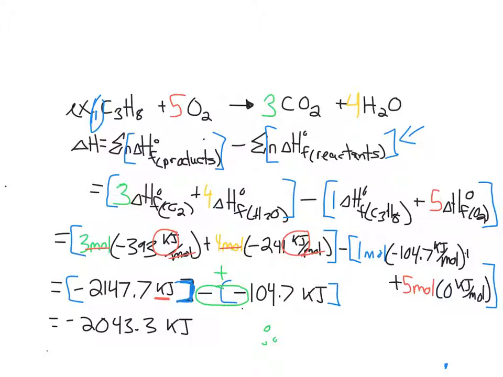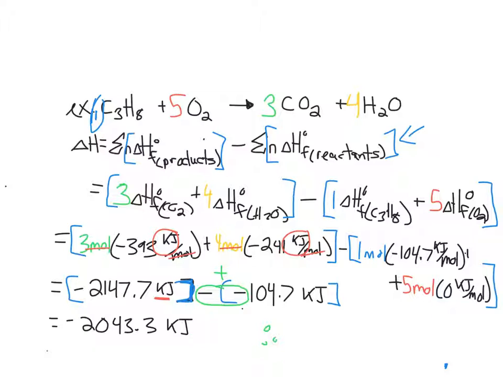You do the same thing for your other big blue bracket. This one's really easy because it's 1 times negative 104.7 plus 5 times 0. So it equals negative 104.7. If you punch all of this into your calculator, you get negative 2,043.3 kilojoules. If you don't want to punch that all into your calculator, you want to simplify it a little bit, you can just remember using your algebra that a negative times a negative equals a positive. So really, negative 2,147.7 plus 104.7 kilojoules. We get our answer here.